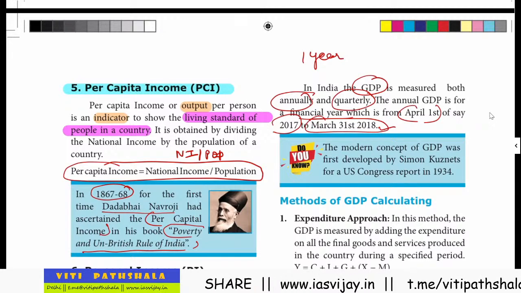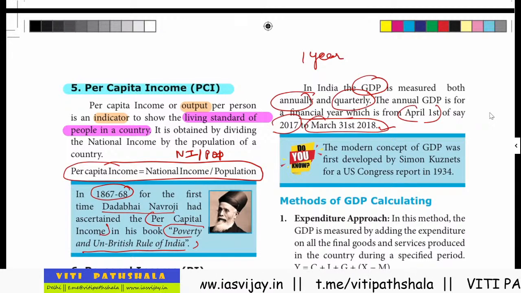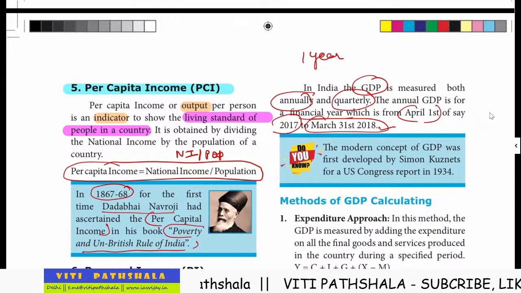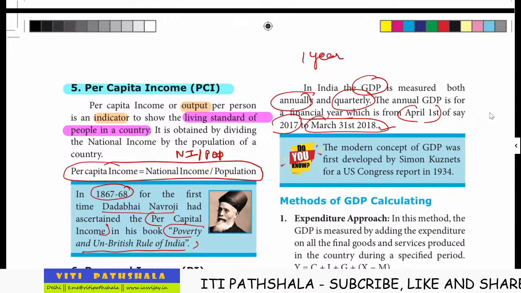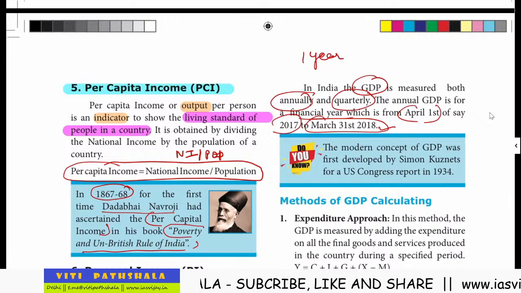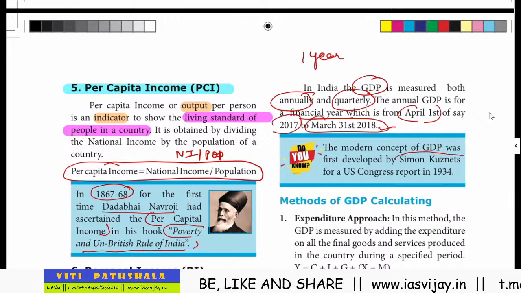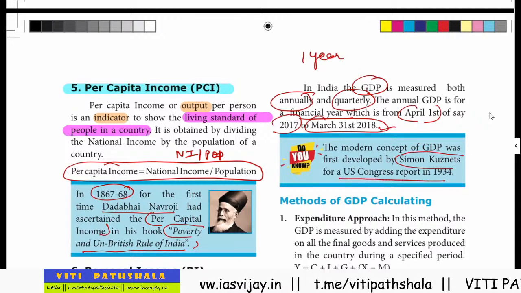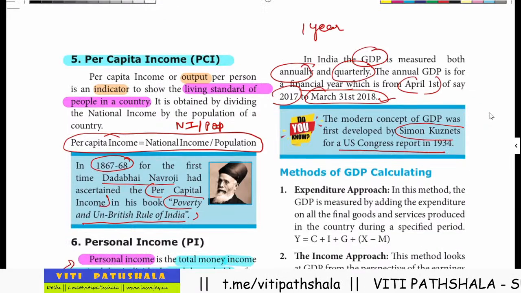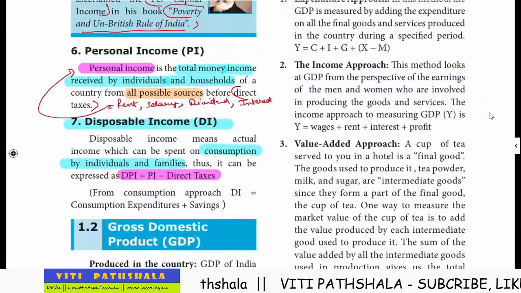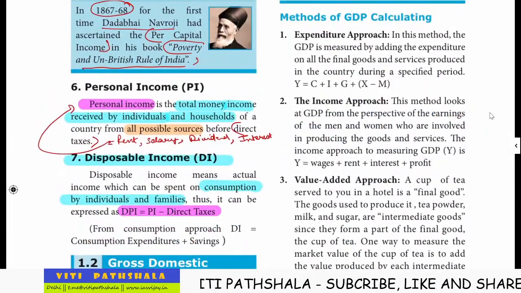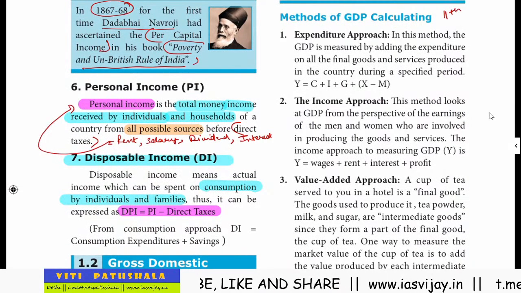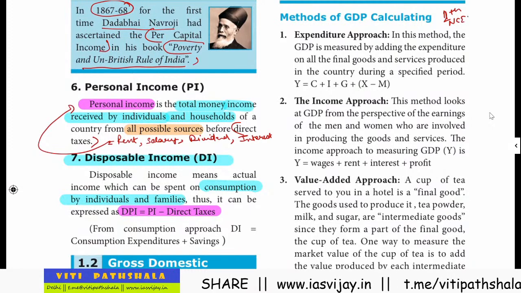So they have mentioned the date at which time the book was published. Now, the modern concept of GDP was first developed by Simon Kuznets for a US Congress report in 1934. Now, there are three methods of calculating the GDP, which you study in the 11th class and 12th class of the NCERT.